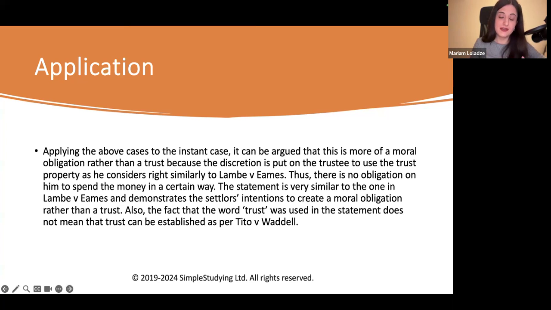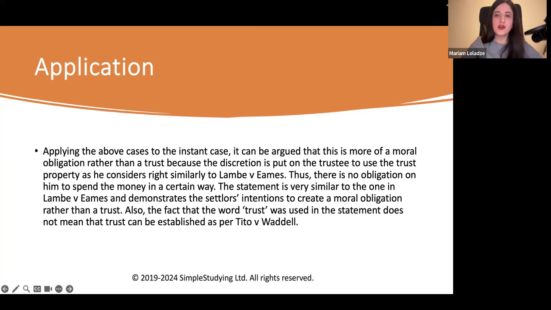Application. Apply the above cases that we just mentioned to the problem question scenario. You can argue that this is more of a moral obligation rather than a trust, because the discretion is put on the trustee to use the trust property as he considers right. Similarly to Lambe versus Eames, there is no obligation on him to spend the money in a certain way. The statement is very simple, similar to the one in Lambe versus Eames, and demonstrates a lack of intention to create a legal obligation rather than a trust. The fact that the word trust was used in the statement does not necessarily mean that it was a trust.